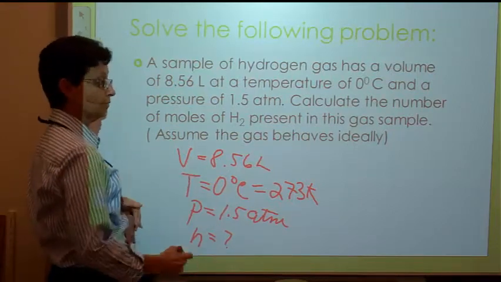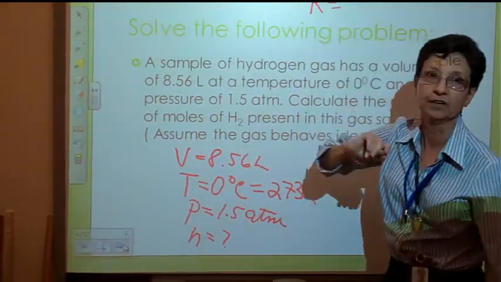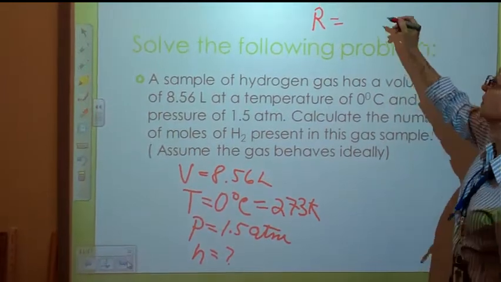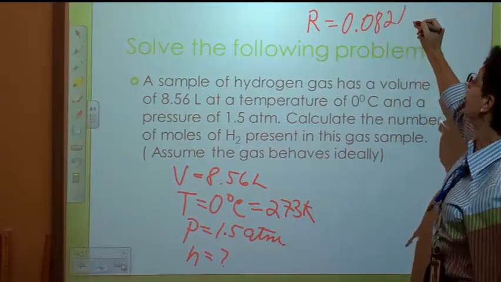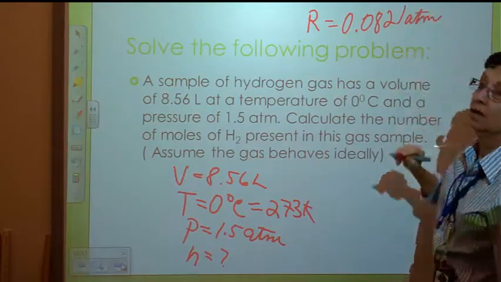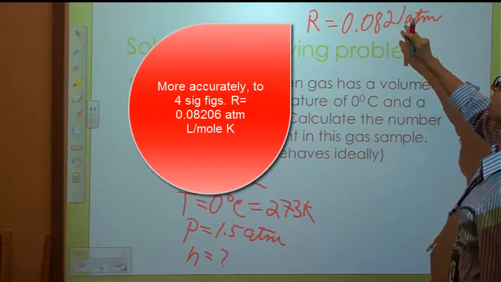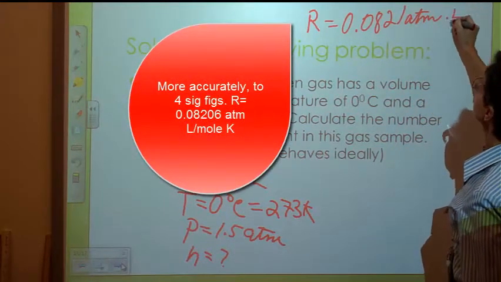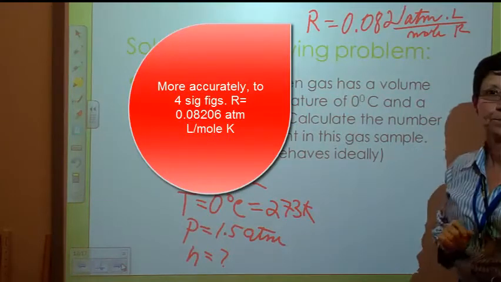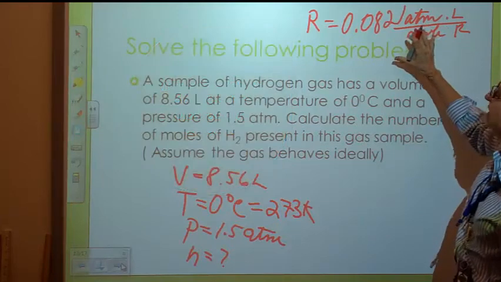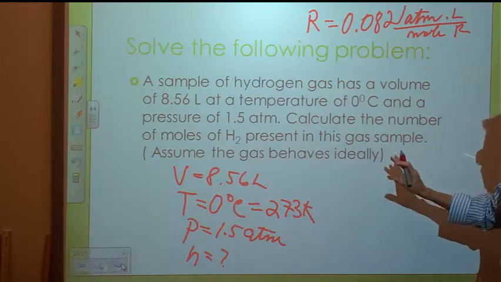All right, one other number that I must remember is R. So I'm going to put R up here, and R is equivalent to 0.0821 atm·liters per mole·Kelvin. So now we're going to take this number and we're going to set it up and do our problem completely.